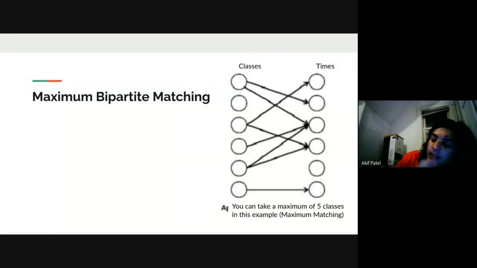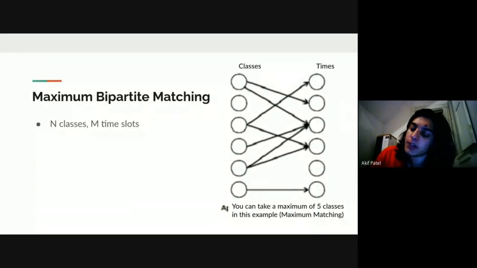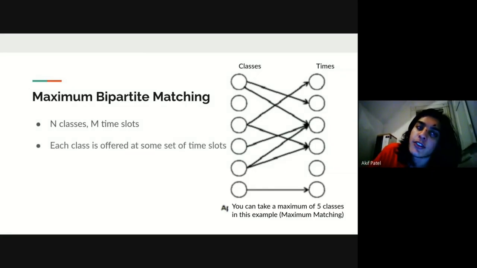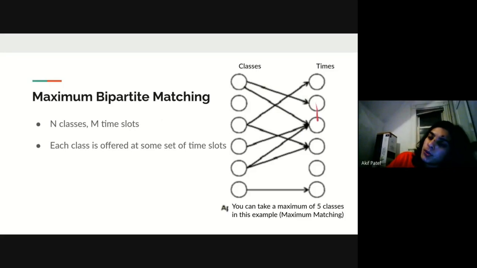Okay. So this is the problem of bipartite matching, maximum bipartite matching. Let's say you're a student and there are N classes that you could maybe take. And in your daily schedule, or weekly or whatever, you have M time slots you need to fill or could fill. And each class is offered at some set of time slots. For example, look at this class right here. This is offered at these two time slots. So class one is offered at time slots two and three.